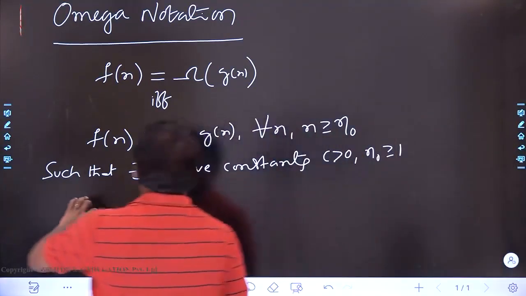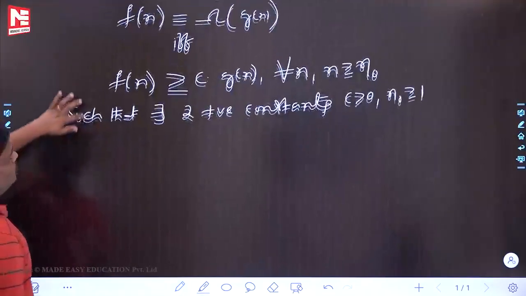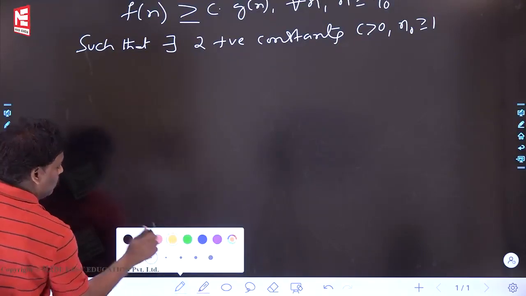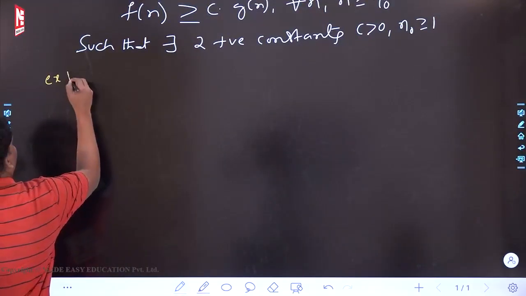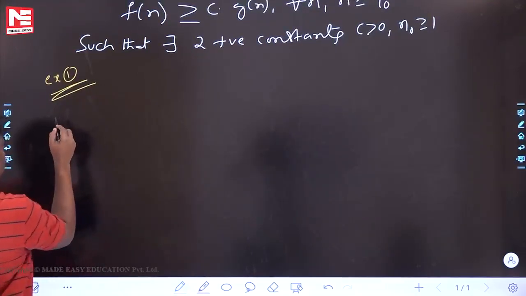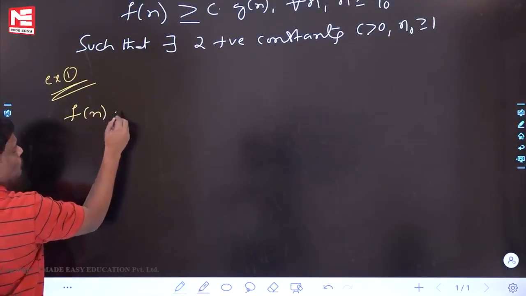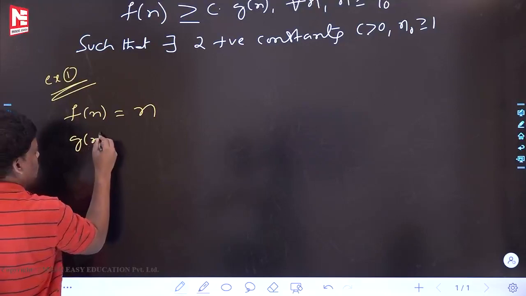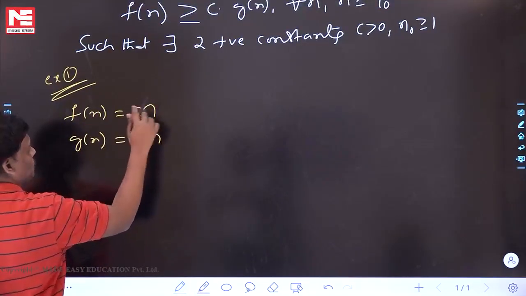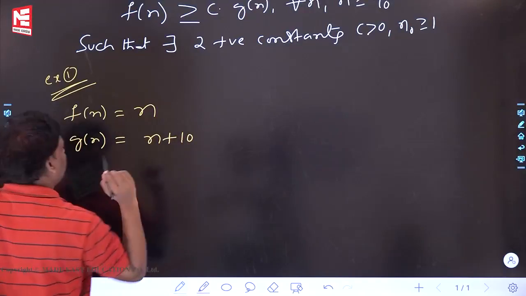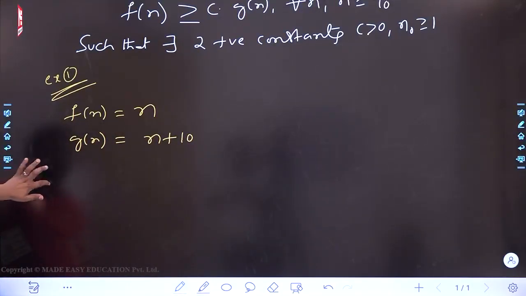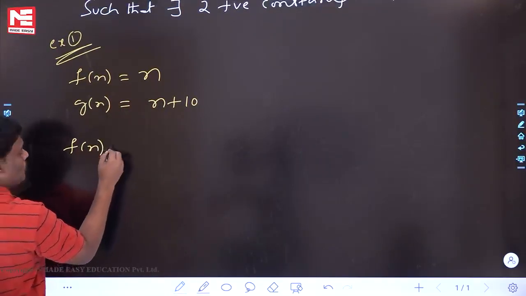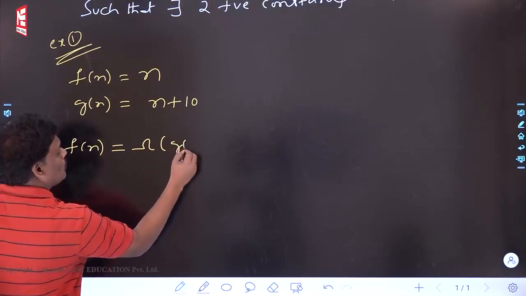Let's give a few examples for this. See example 1. I only wrote the definition for namesake, even though you know it very well. Assume that f of n is equal to n, and g of n is equal to n plus 10. This is the f of n and g of n given. Now I want to prove that f of n is equal to omega of g of n.